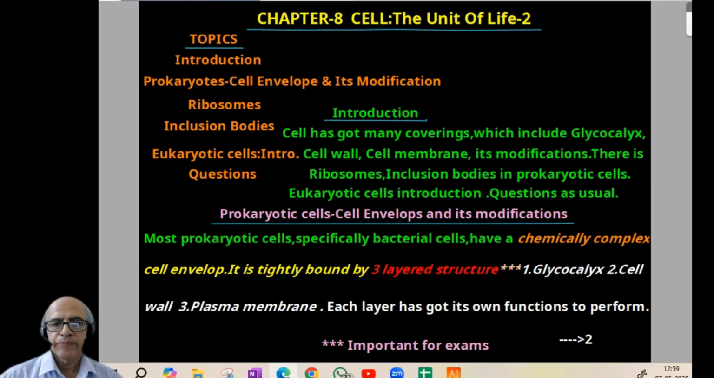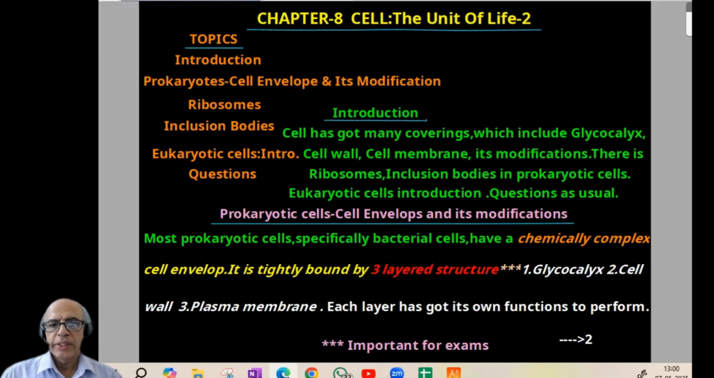So as an introduction, last episode, we observed cell is the basic structural, functional, fundamental unit of life. And since it is the basic unit of life, it has to be protected. There will be many coverings, specifically when we come to prokaryote, which include glycocalyx, cell wall, cell membrane, and its modifications. There is ribosome, inclusion bodies, which we can specifically observe in prokaryotic cell. Then eukaryotic cell introduction, questions as usual. I think introduction is clear. Now we can proceed to prokaryote remaining topics.